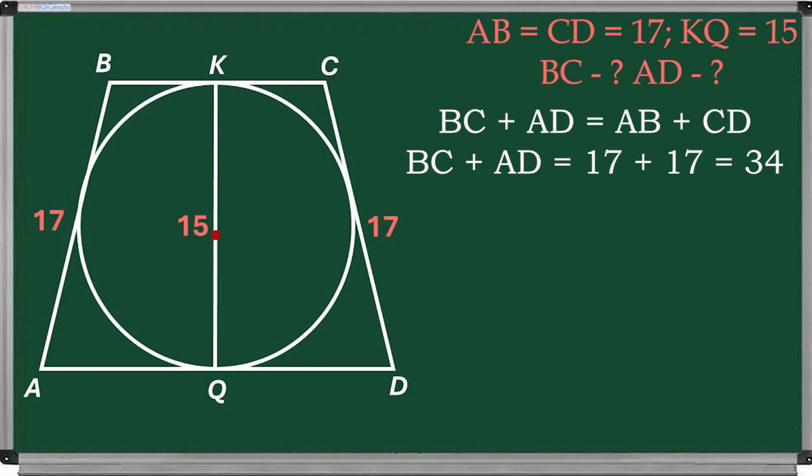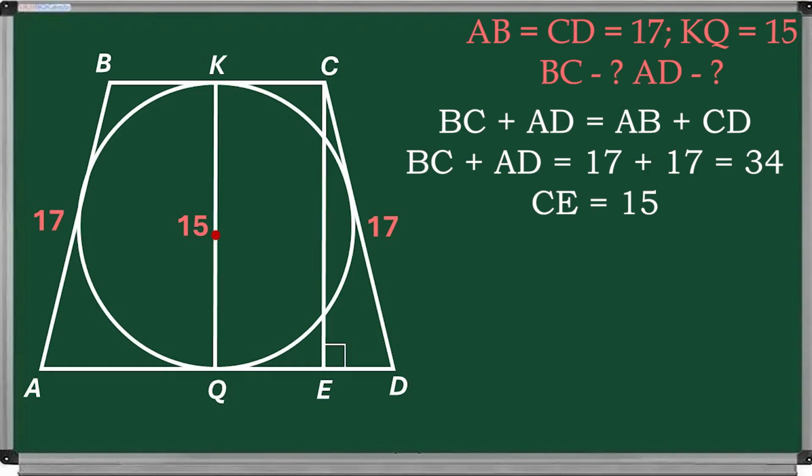Step 2. Finding the height of the trapezoid. The diameter of the inscribed circle is equal to the height of the trapezoid. We are given the diameter is 15. So the height of the trapezoid, let's call it CE, where E is a point on the base AD such that CE is perpendicular to AD, is 15.